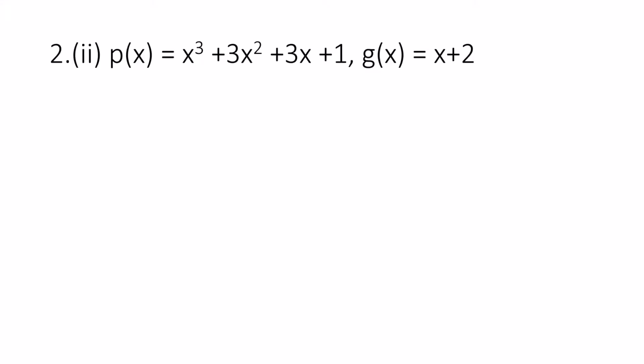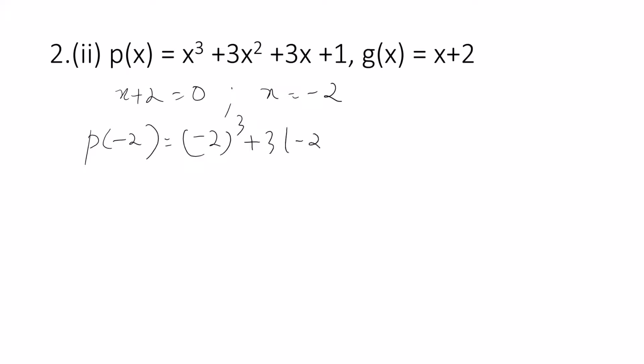Now how will you find out whether g of x is a factor of p of x? Same method. G of x is equal to x plus 2, so the 0 of g of x will be x plus 2 equal to 0, so x is equal to minus 2. Now find out p of minus 2. Minus 2 cube plus 3 into minus 2 square plus 3 into minus 2 plus 1.